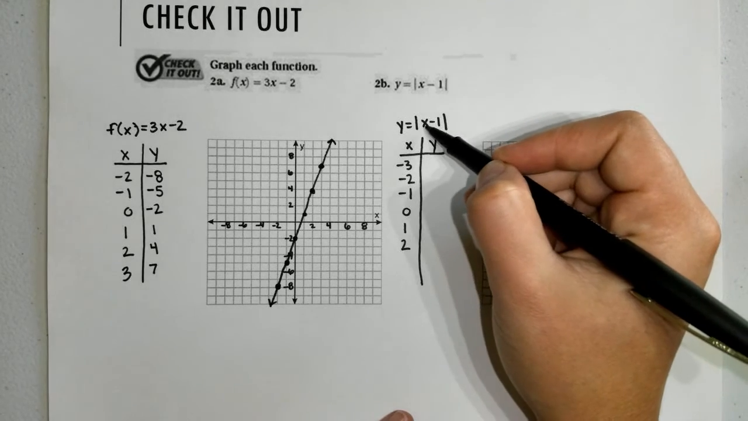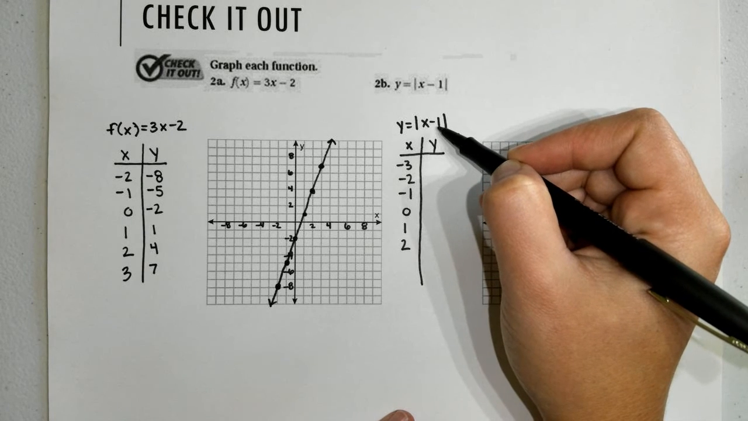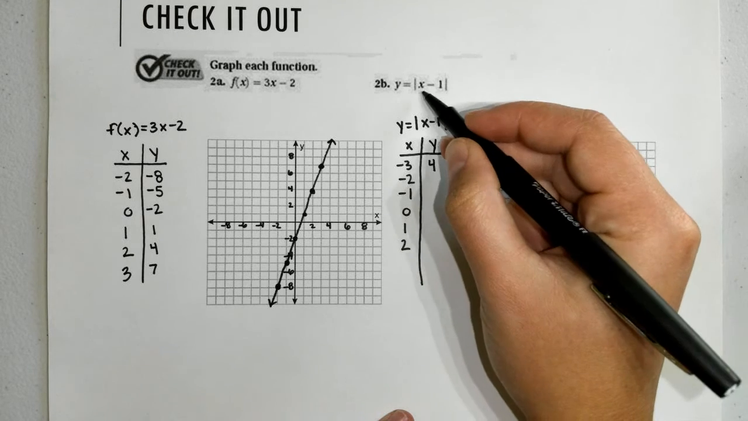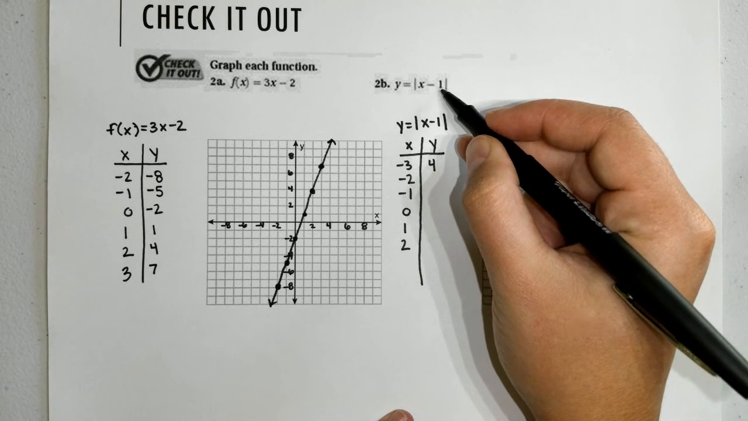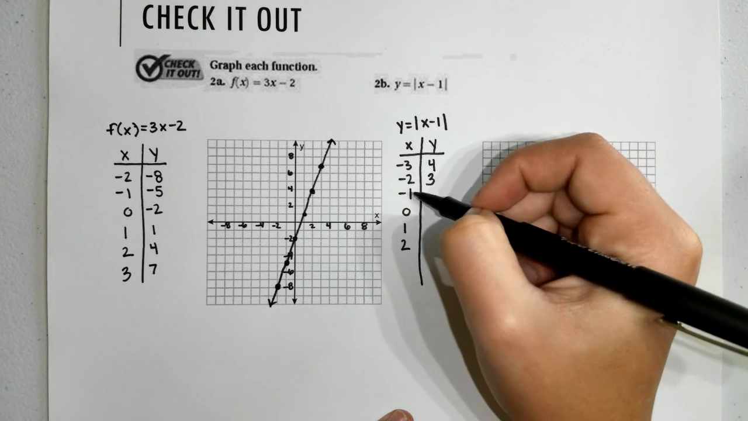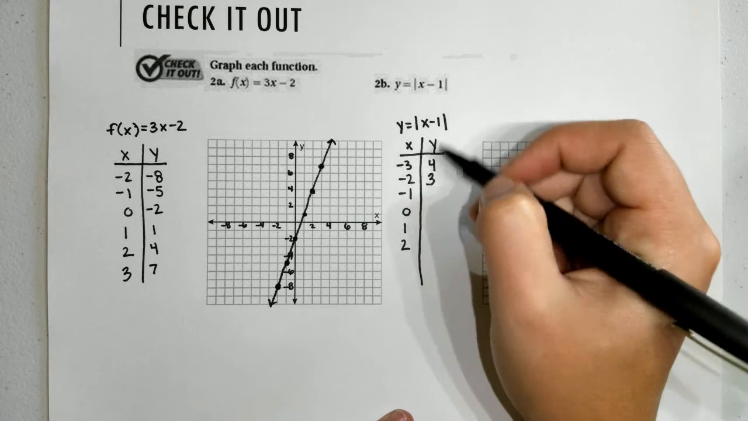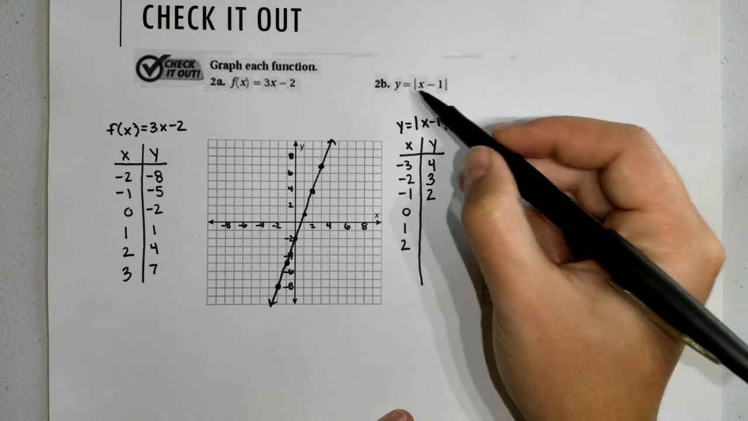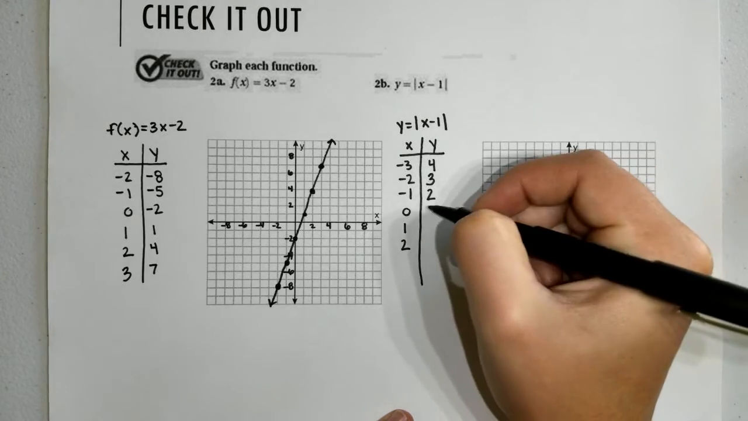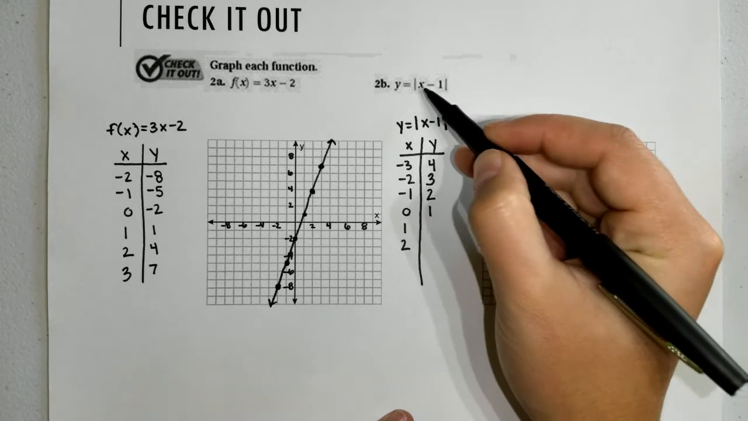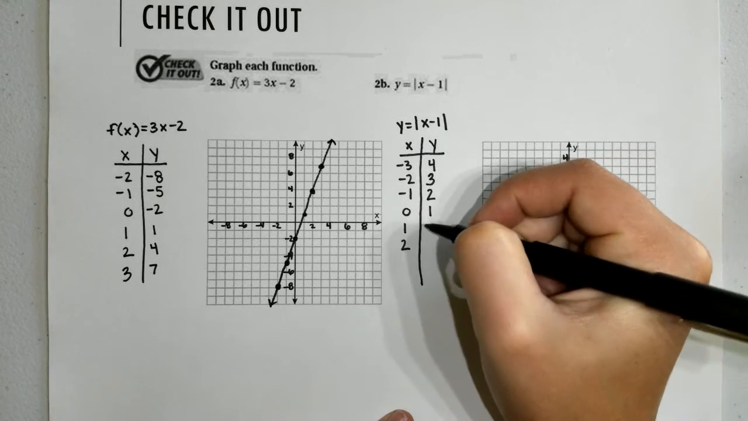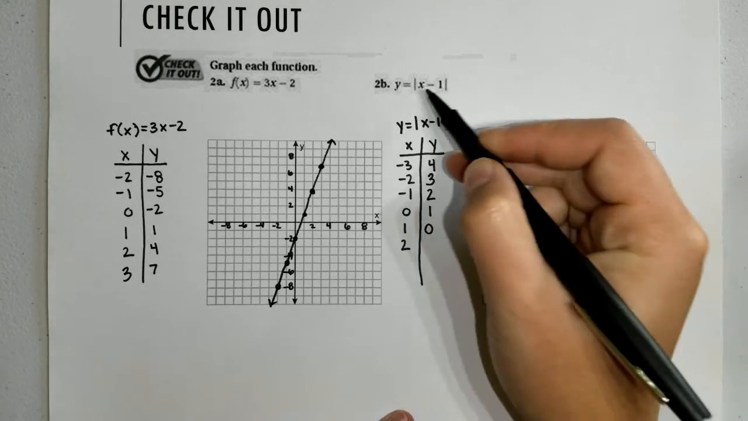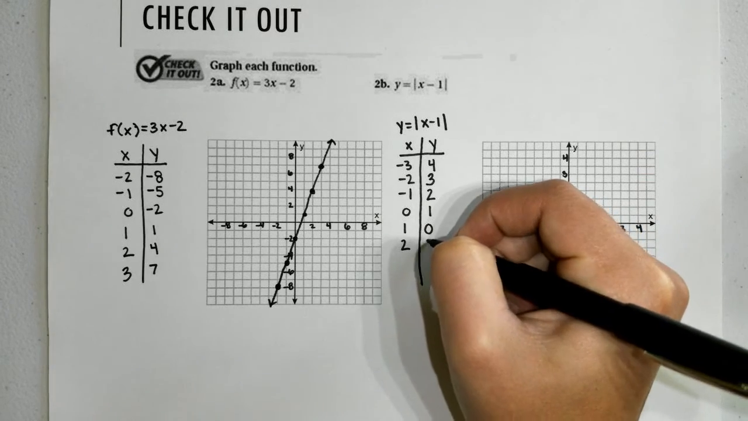So absolute value of x minus 1. So -3 minus 1 is -4. Absolute value of that is positive 4. -2 minus 1 is -3. Absolute value of that is 3. -1 minus 1, -2. So absolute value of -2 is positive 2. 0 minus 1 is -1. The absolute value of -1 is 1. 1 minus 1 is 0. And the absolute value of 0 is just 0. And then 2 minus 1 is 1. The absolute value of that is 1.